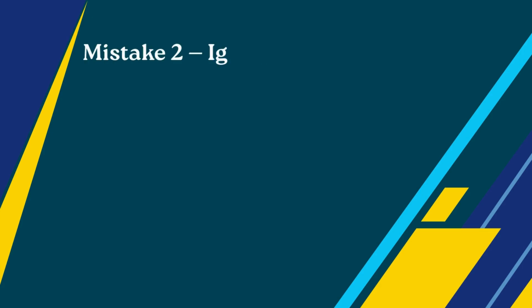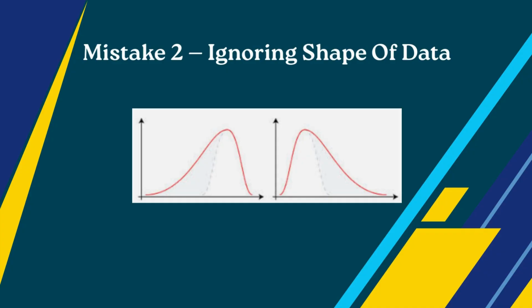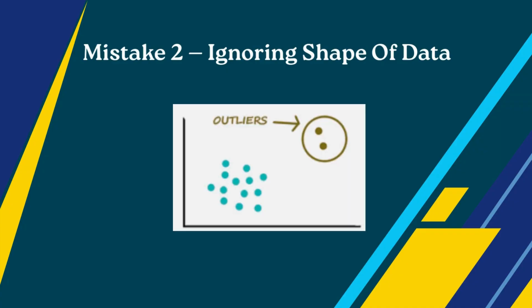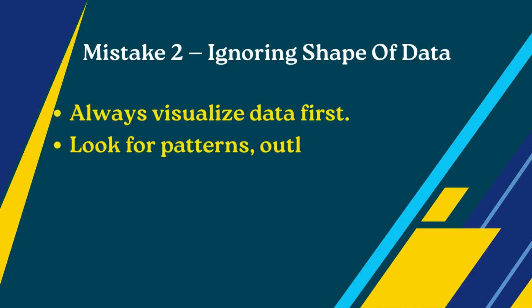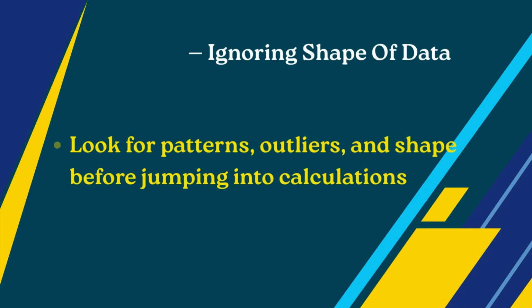Mistake 2. Ignoring the shape of data. Many people apply formulas mechanically, assuming the relationship is linear or the data is normally distributed, when in reality it is not. If your scatter plot looks curved, mean and correlation may not tell the full story. Or if your data has extreme outliers, the average can be misleading. Best practice, always visualize your data first. Look for patterns, outliers, and shape before jumping into conclusions.